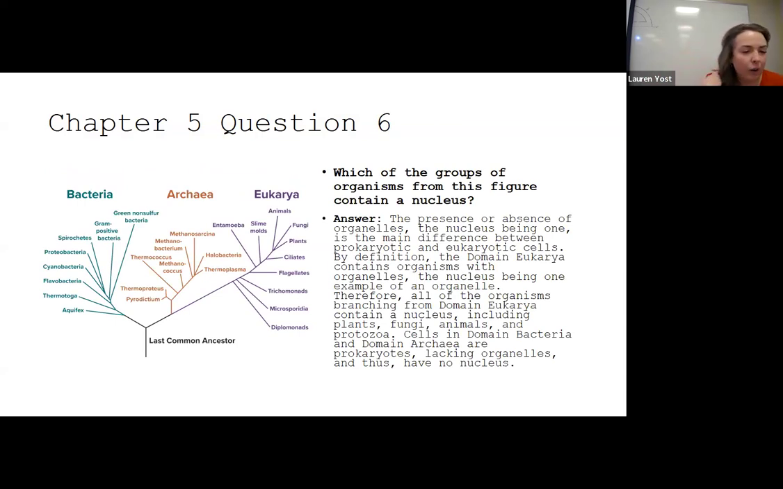So this picture, which of the groups in the picture contain a nucleus? This would just be asking us to go through this: bacteria, archaea, eukarya, and look through each of these and understand how they fall within all of this. Bacteria and archaea, neither of those have a nucleus. This evolutionary tree is actually showing us that somewhere in here is the development of the nucleus to lead down to true eukarya. But none of these guys have a nucleus.